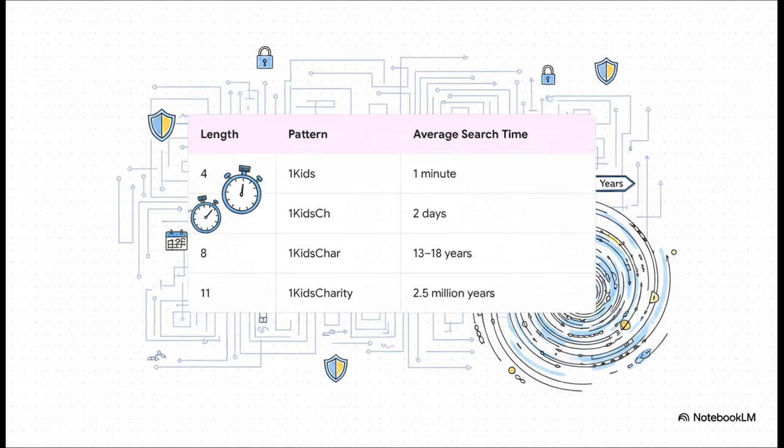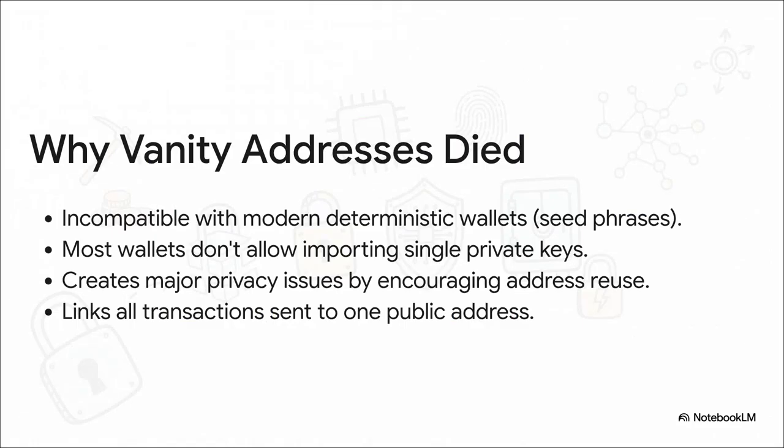It's just mind-boggling. So, aside from it being nearly impossible to get a long one, vanity addresses basically died out for 2 huge reasons. First up, technology just left them behind. They just don't work with modern wallets. You know how we all use a single seed phrase to back everything up now? Well, you can't just jam a random one-off private key into that system. It breaks the whole model.